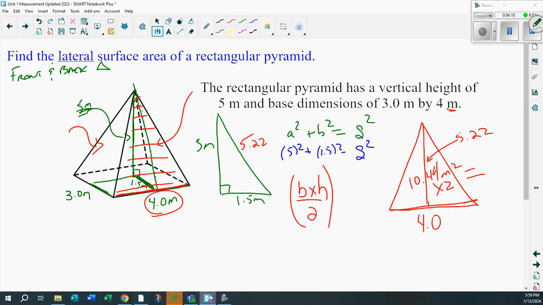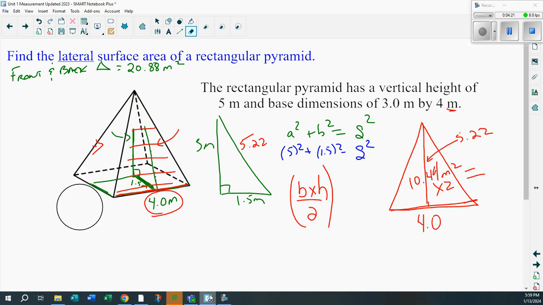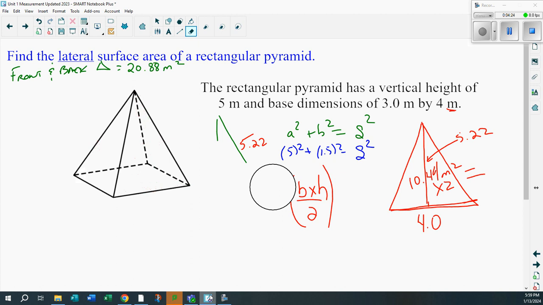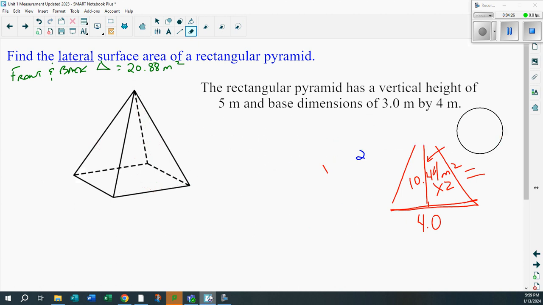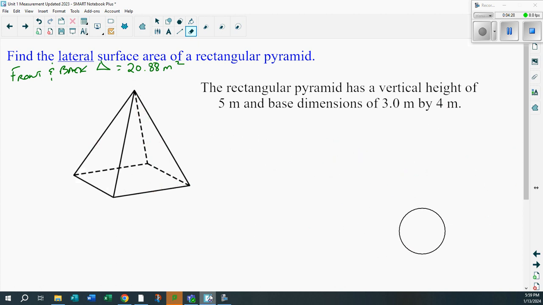20.88, and that would be meters squared. Now, let's get rid of all of this nonsense so we can do the left and right side. Okay, left and right side. So let's get rid of all of that. Okay, here it goes. Ready? Let's do the left and right side.